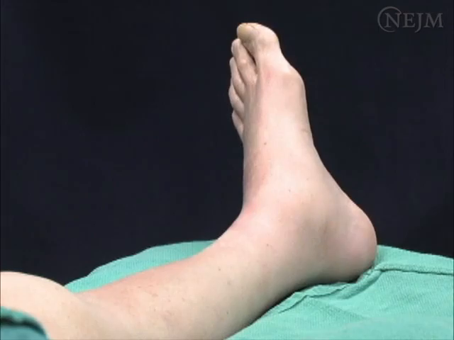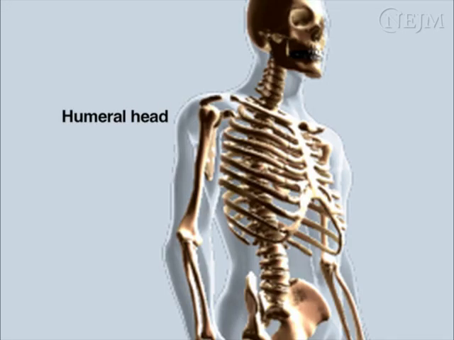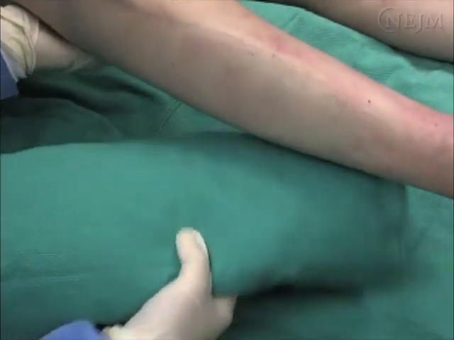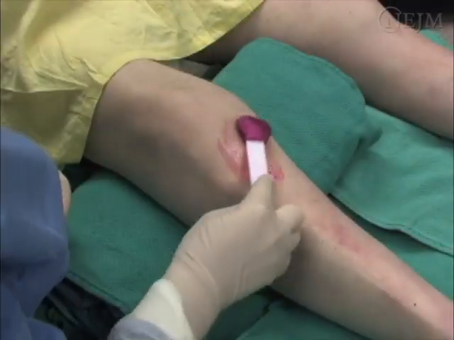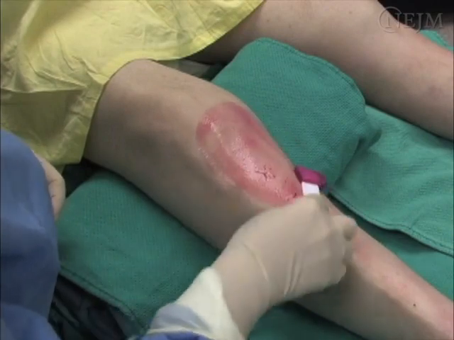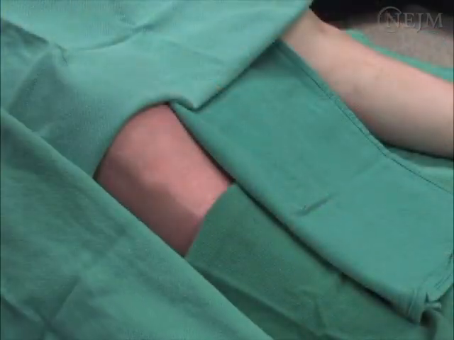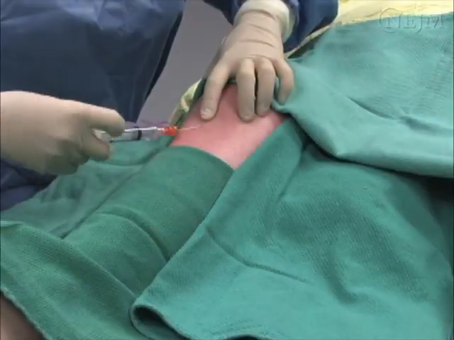Secondary sites are the distal tibia and the humeral head. Position the patient's leg in slight flexion by placing a rolled towel under the knee. Don sterile gloves and expose and clean the site with chlorhexidine or iodine solution. Then drape the site in a sterile fashion.